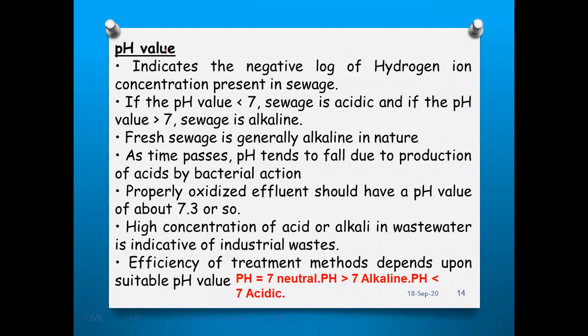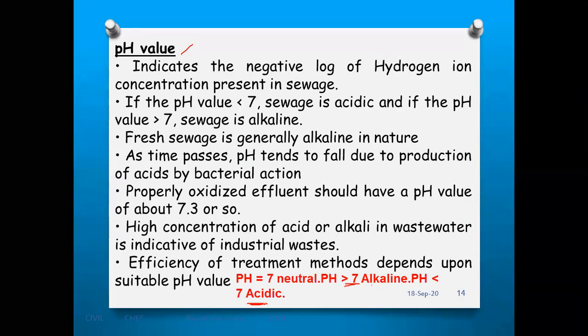If you see the pH value of this water, the main thing is, if the pH value is 7, it is neutral. If the pH value is greater than 7, it is alkaline in nature. If the pH value is less than 7, it is acidic in nature. Based on this pH value, you have to separate the sewage wastewater, right? It indicates the negative log of hydrogen ion concentration present in the sewage water, right?